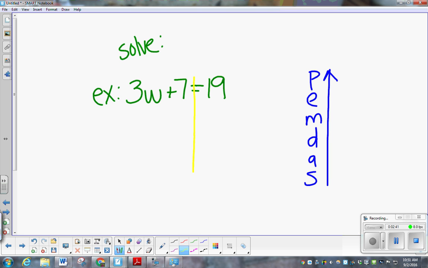If I'm looking at my w here, he wants to be all alone on his side of that line. That's like his house or his yard. He wants everyone else out. So we have two things happening here. We have a 3 being multiplied to the w and a 7 being added. So we need to undo those in opposite order of operations. I've got multiplying and adding. I have to start with the last thing in order of operations, which is adding in this case. So I'm going to undo that plus 7 by subtracting 7 from each side of the equal sign.